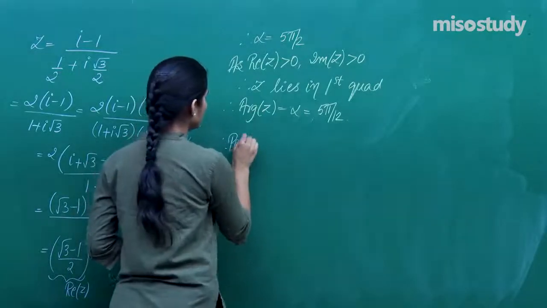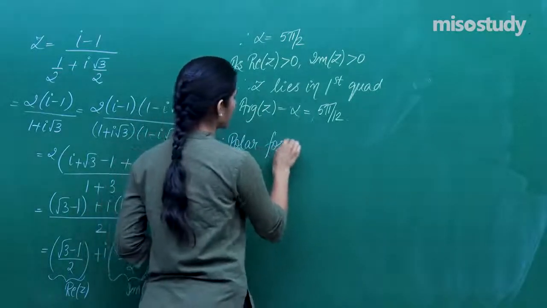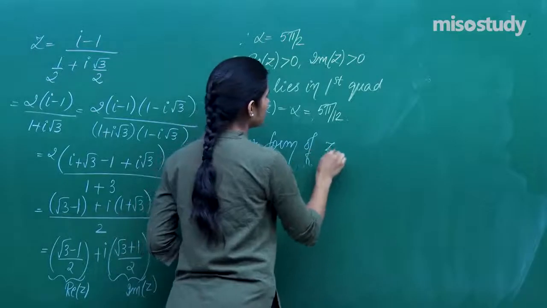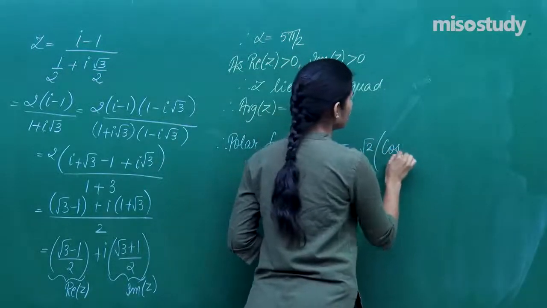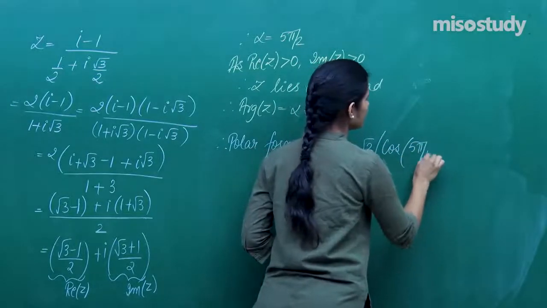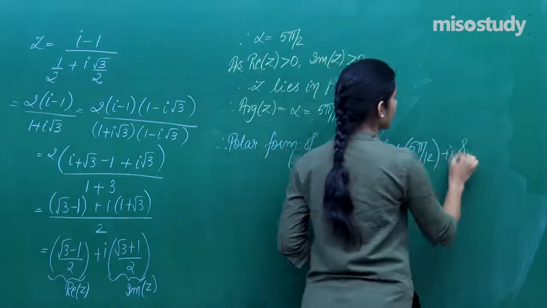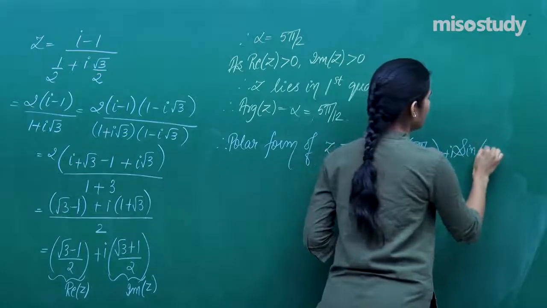Therefore, the polar form of the given complex number z is mod z times cos of principal argument of z plus iota sine of principal argument of z.